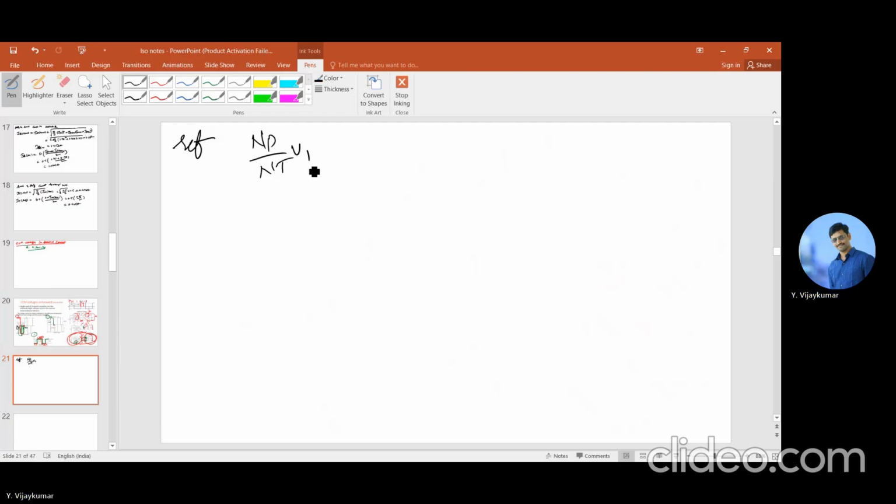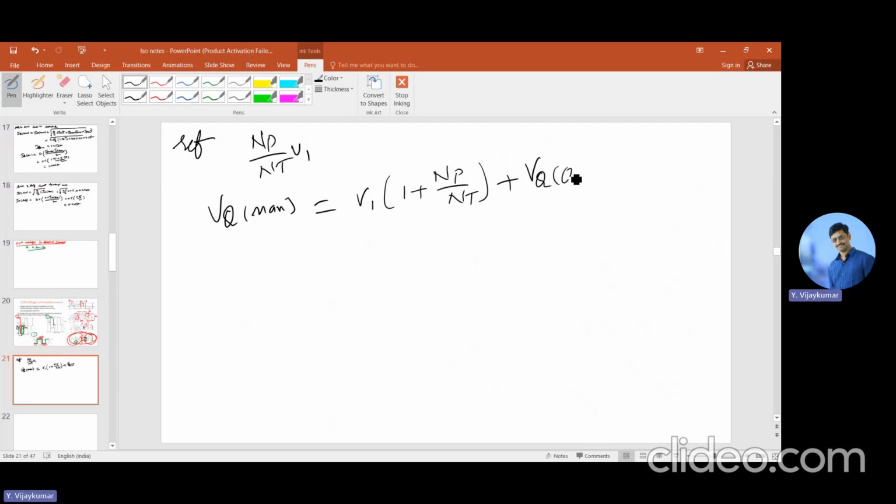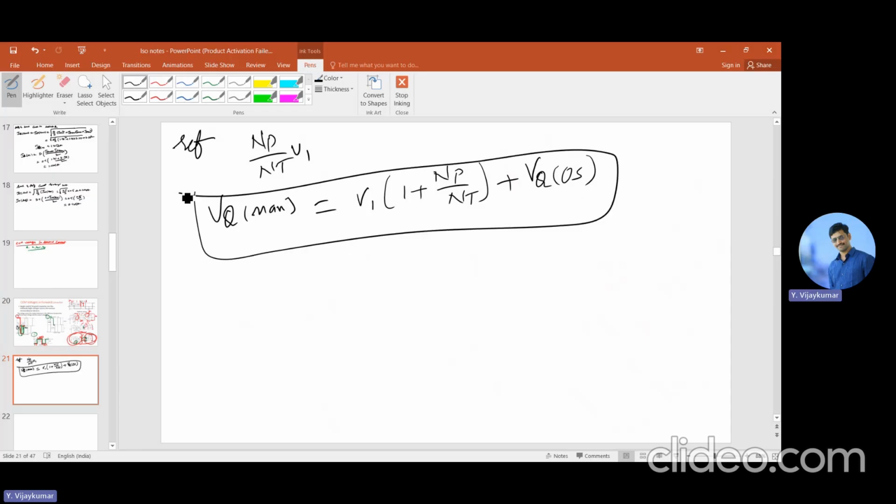So what is the maximum voltage across the switch? What is the VQ max here? That is equal to, as we have found, V1 into 1 plus NP by NT, and again initially there is an overshoot, so into the overshoot factor of the voltage across the switch. So this is the maximum voltage across the switch.